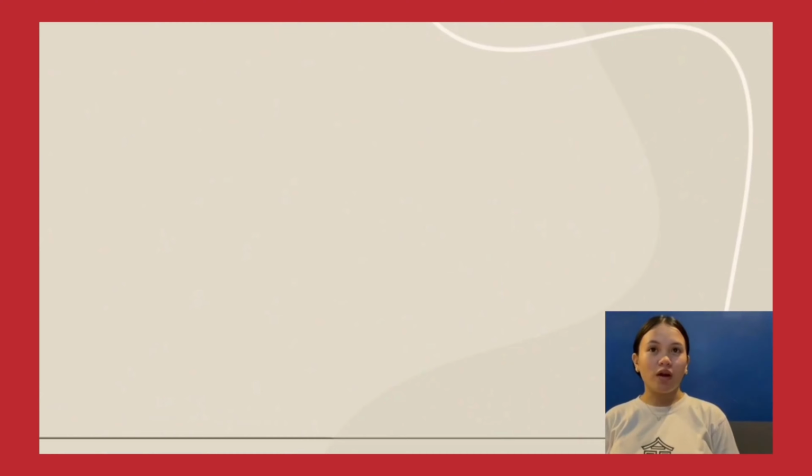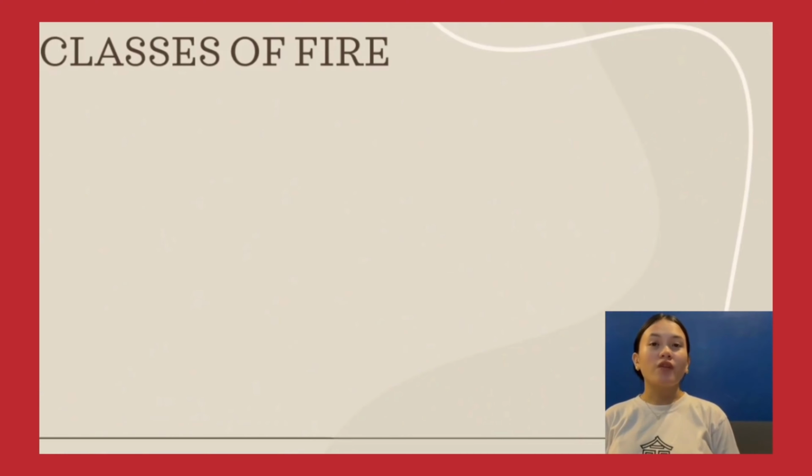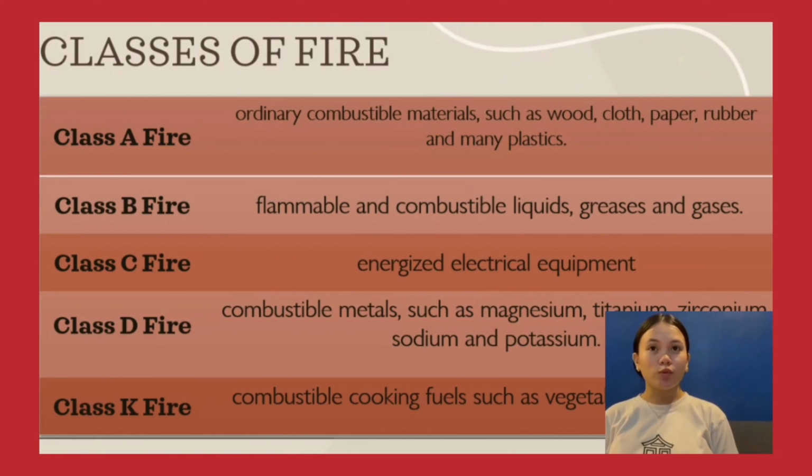So, classes of fire. So, there are 5 classes of fire. So, the first one is Class A. Class A fire. Mao ni siya ang ordinary combustible materials such as wood, cloth, paper, rubber, and many plastics. So, Class B fire is a flammable and combustible liquids, greases, and gases.